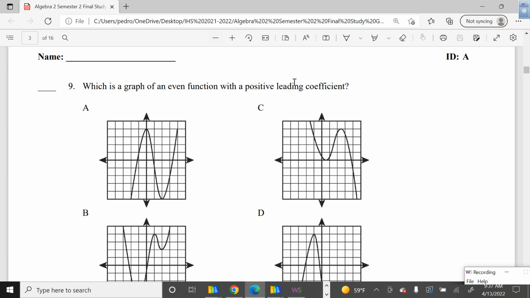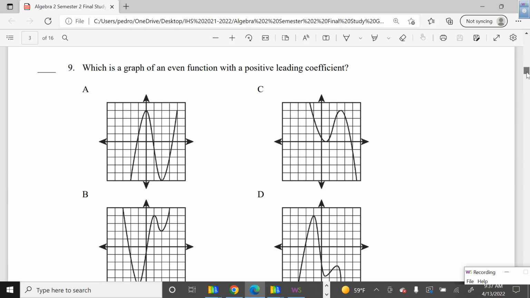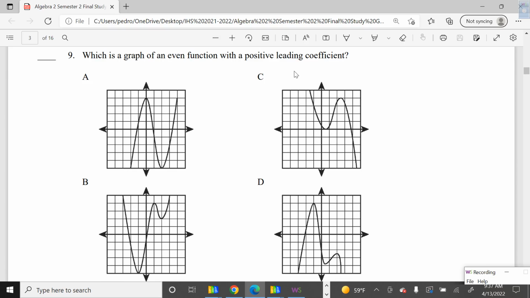All right, let me zoom out. It says, look at these graphs, guys. It says, which is a graph of an even function, think about that one, even function, with a positive leading coefficient. So it's a positive, even function. Talk it over to your neighbor, let them know which one of those. First of all, start, which is the even one? Which is the even function? Which means, where does it start? Where does it end if it's an even function?